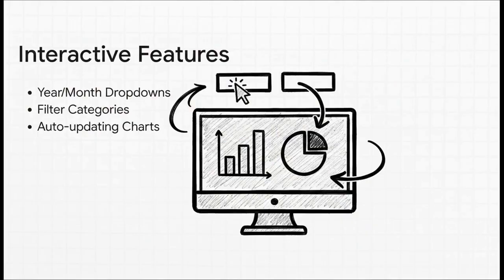Now, the real magic here, it's the interactivity. By wiring up some Python callbacks, we get these amazing interactive year and month dropdowns right alongside categorical filtering. So imagine selecting 2024 and groceries and instantly seeing your bar charts auto-update and your pie charts respond on the fly. You aren't just looking at data anymore, you are effortlessly slicing it to spot your own personal spending trends. It's a total game changer.